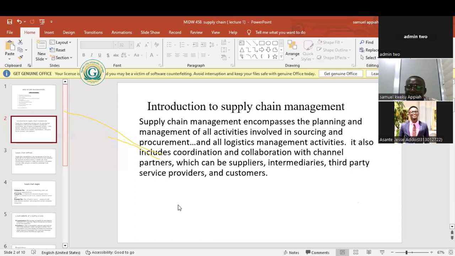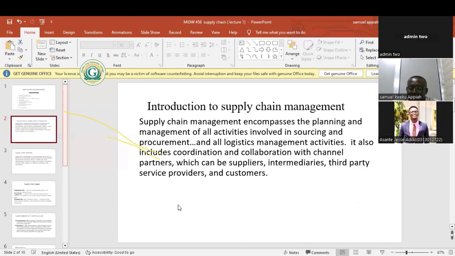And it also includes coordination and collaboration with channel partners. That's what we call a chain. You see, when you say something is a chain, it means that there are a lot of people, and a lot of activities in there that are interconnected. So we talk of it as a chain because there are a lot of people involved. They are linked, they are connected.